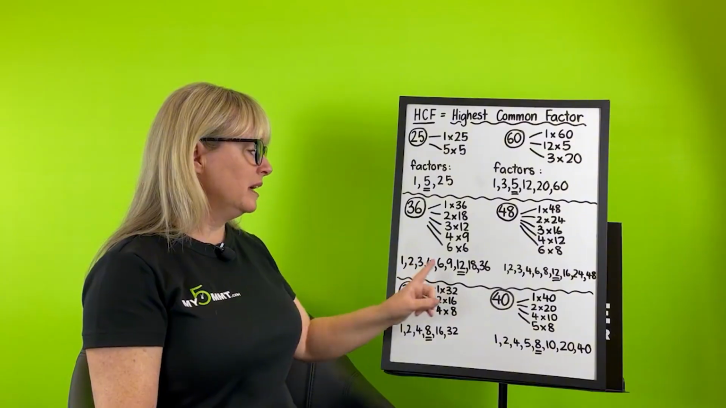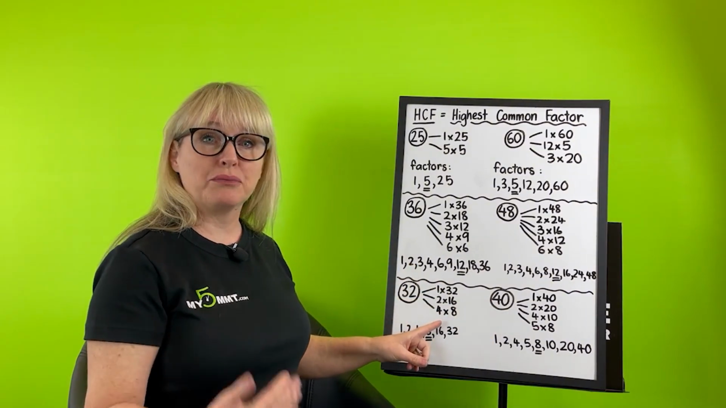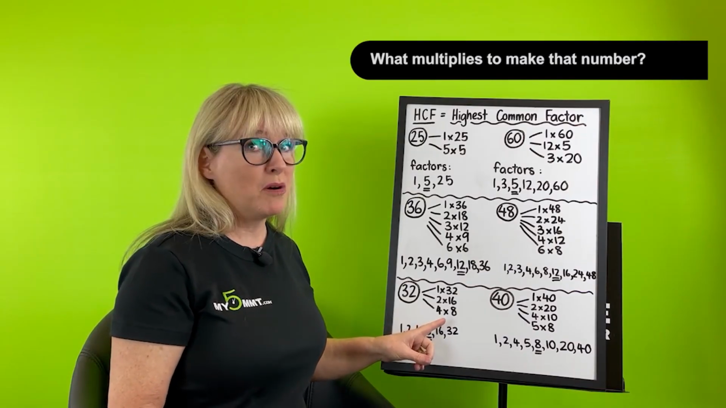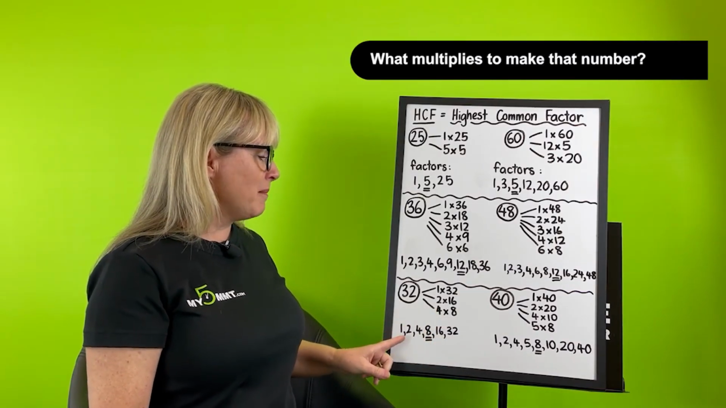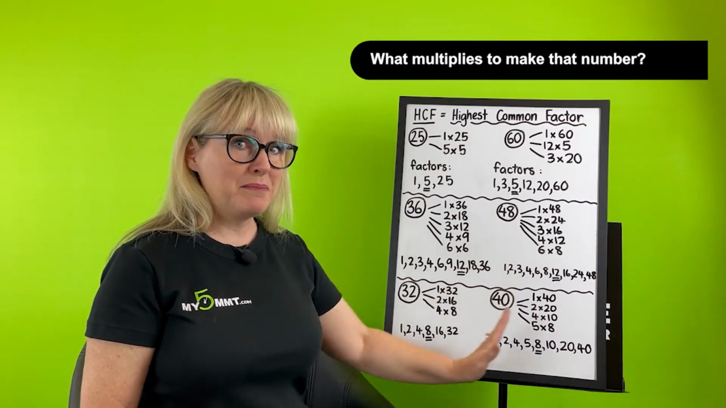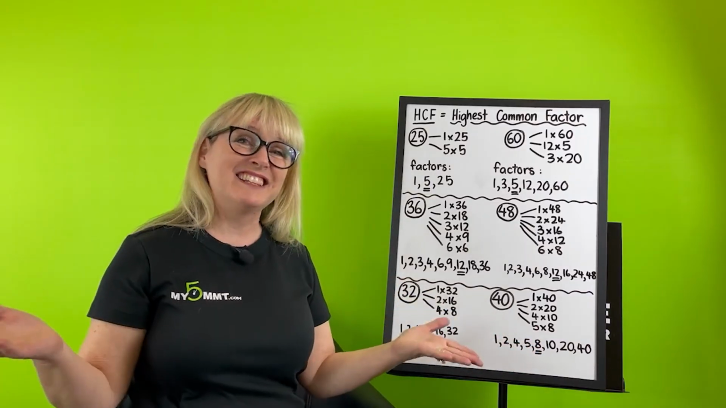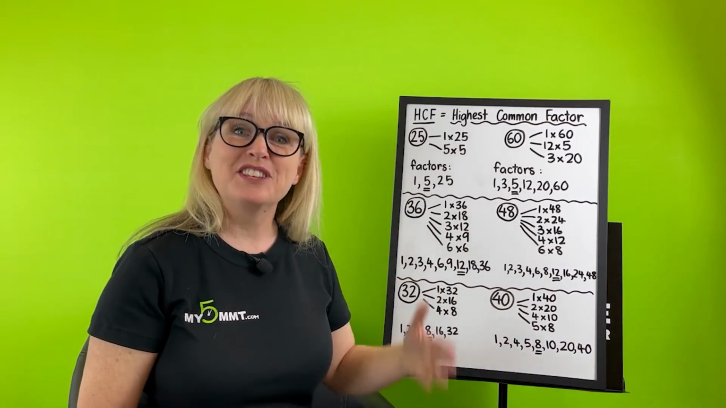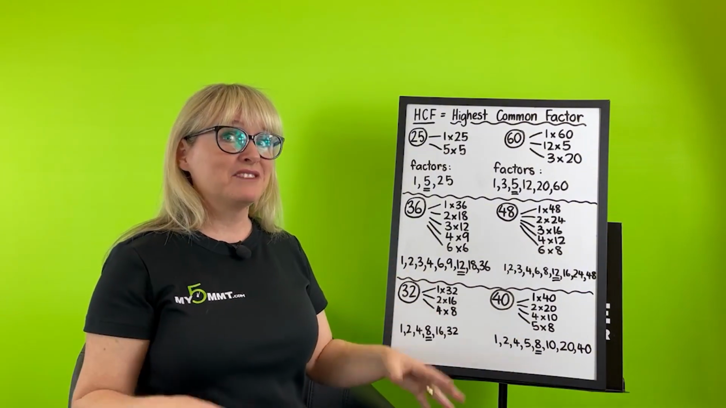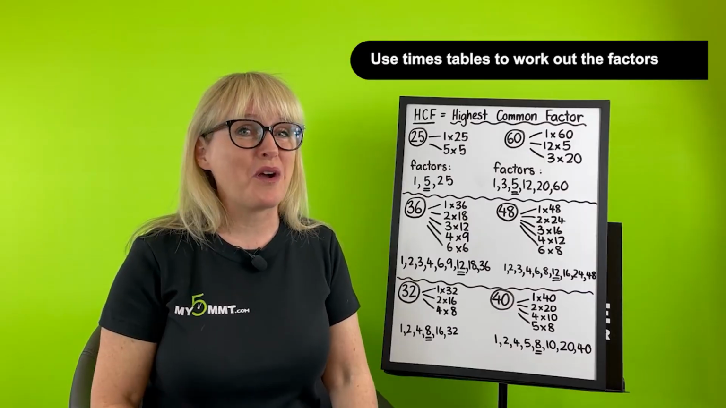For 32 and 40, there's my factors that I've written out, going through, asking myself questions, what multiplies to make that number. I put them in order, and I do the same for 40. I put them in order and I look for what's the common factor. 8, they both have 8 in common. So that's what factors are, and it's really great to look at every single number and use our times tables to work out the factors.